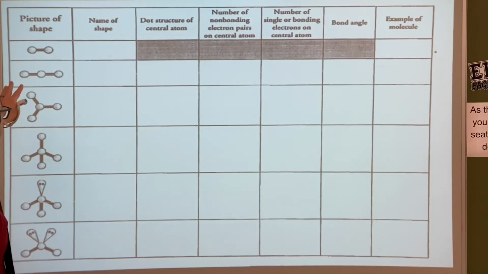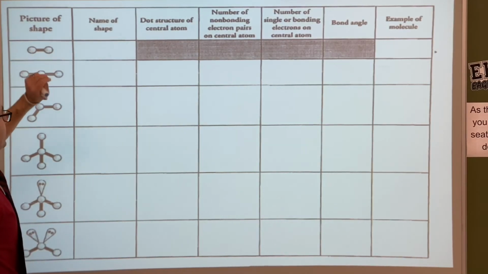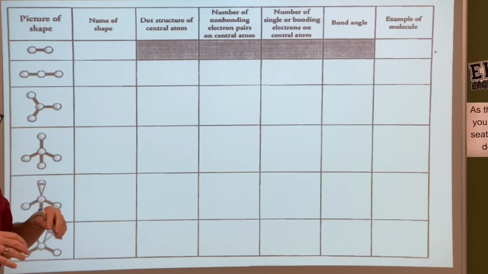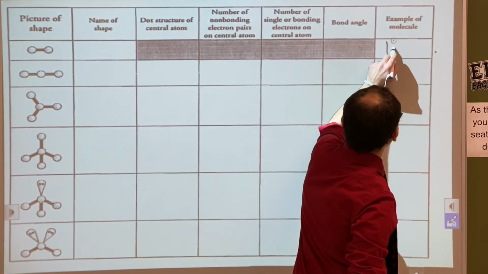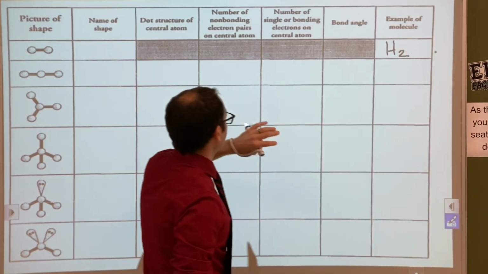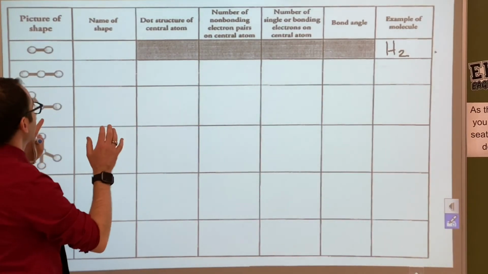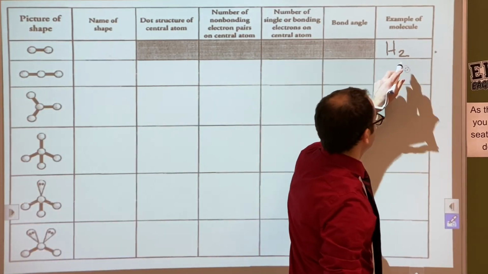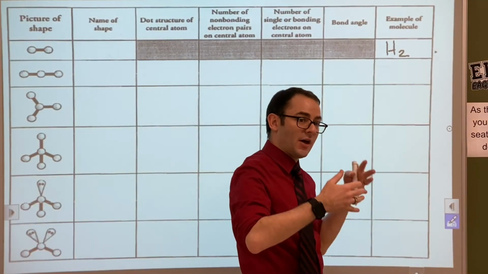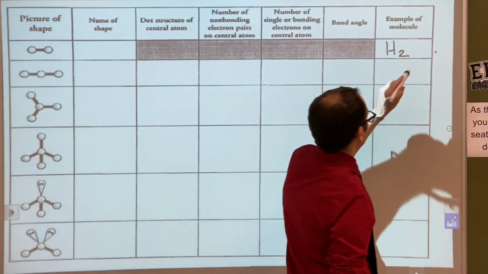So the first one's pretty simple. It's just two atoms bonded together, all right? And they're both hydrogens, all right? So our example is going to be H2. And there's not a good place to kind of draw this on here, so I'm just going to draw it around here. The reason that these two go together is because of how many valence electrons hydrogen has.